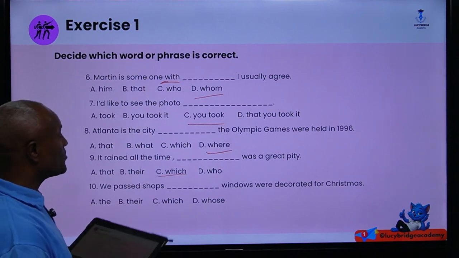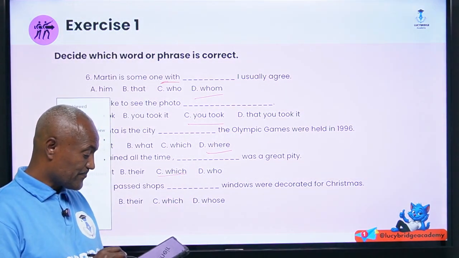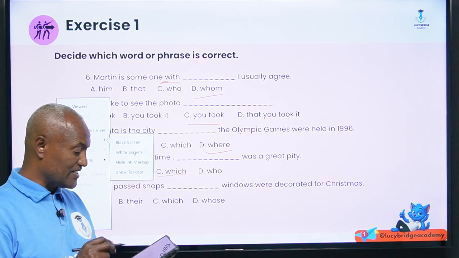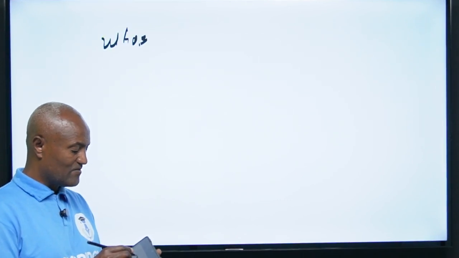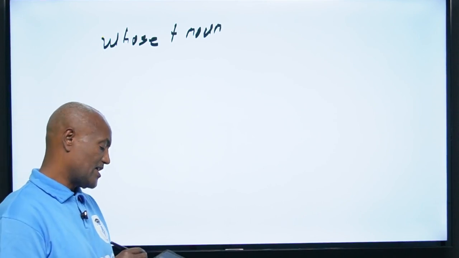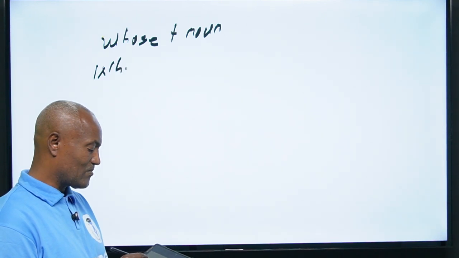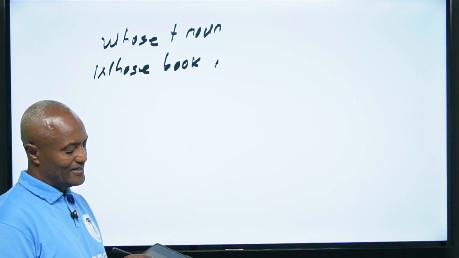We passed shops, dash, windows. I don't know whether I told you or not. Let me show you here, because I have to say something about this. Whose is followed by a noun. For instance, whose book, we say. Whose book is it?